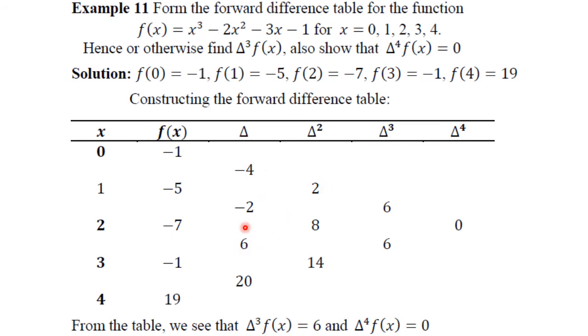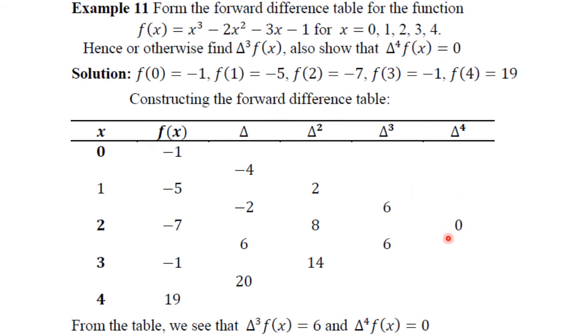6 minus -2, so 8. 20 minus 6, 14. 14 minus 8, 6. 8 minus 2, 6. And now it says find del 3 of f of x. So student, what is the answer here? So the answer is 6. And then it says show that del 4 f of x is equal to 0.